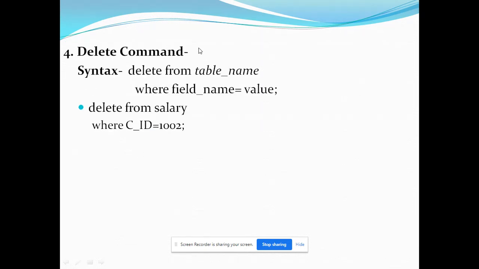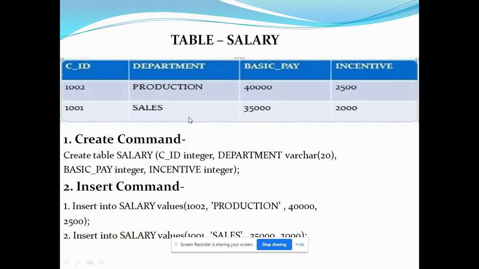Fourth is the delete command. Now suppose I want to delete a record. So for deleting any record from the table, we use delete command. Syntax is delete from table name where field name is equal to value. Suppose in this table we want to delete the record of that person who has ID 1002.